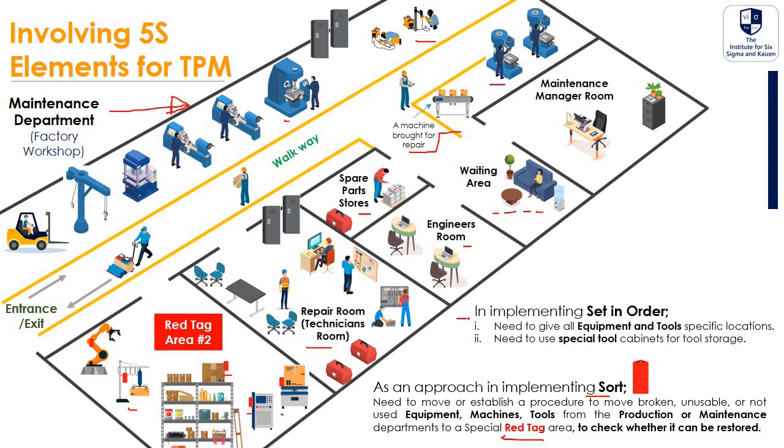Then, in implementing set in order, we need to give all the equipment and tools specific locations. Now we need to give every equipment, then machinery, then the cabinets, permanent or specific locations. And we need to use special tool cabinets to store different tools.